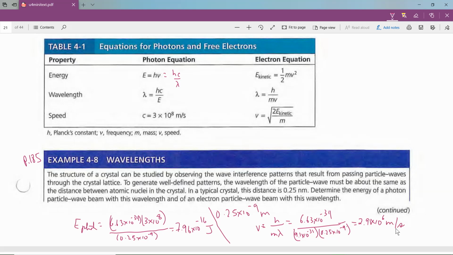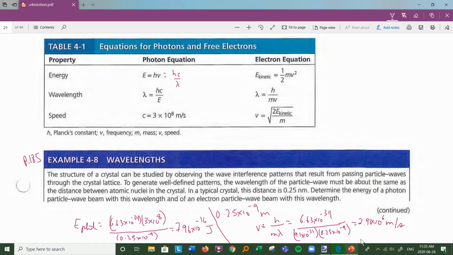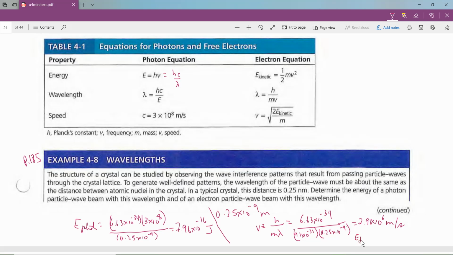Okay, so that is the speed, and once I got the speed, then the kinetic energy is 1/2 mv squared. So 1/2 times the mass of the electron, 9.1 × 10^-31, times the speed, 2.91 × 10^6 squared. And I get 3.9 × 10^-18 joules.